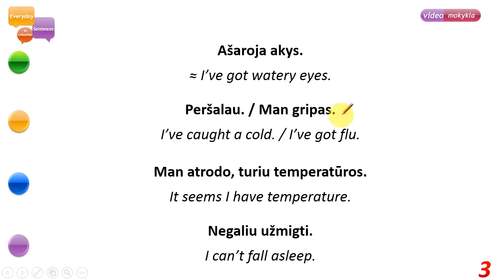When you've got flu, you can say "man gripas." Literally, "for me, it is flu." It sounds this way. Man gripas. Well, perhaps it's related with the verb užeiti.